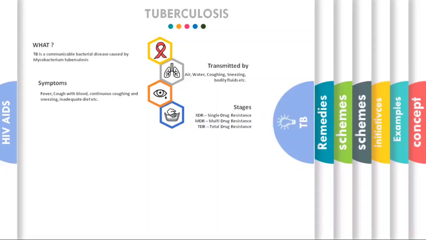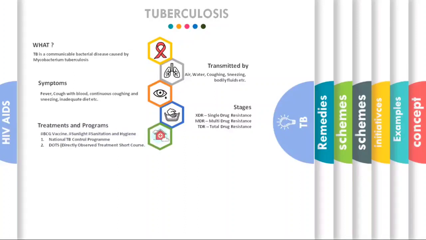Next we have stages. Actually this has stages such as XDR, MDR, TDR. XDR is single drug resistance. In this stage, the person having tuberculosis is resistant to only a single drug. MDR is multi-drug resistance. In this stage, the TB patient is resistant to various controlling drugs. And in total drug resistance, that is the TDR stage, the person's body does not react to any of the drugs given to cure TB.